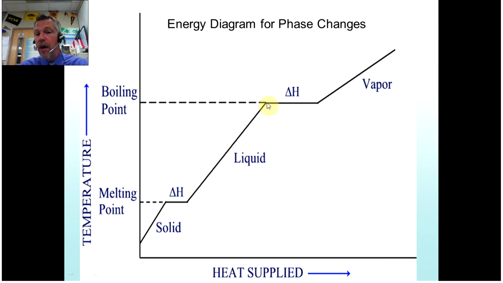And then you get up to 100 degrees, which for water is its boiling point. And again, we've got one of these plateaus, a flat spot on the graph, and there's another delta H associated with this section where we're changing liquid water at 100 degrees into steam, or vapor, at 100 degrees. And then you've got your water vapor increasing its temperature beyond that. All right, so that's how this figure works.